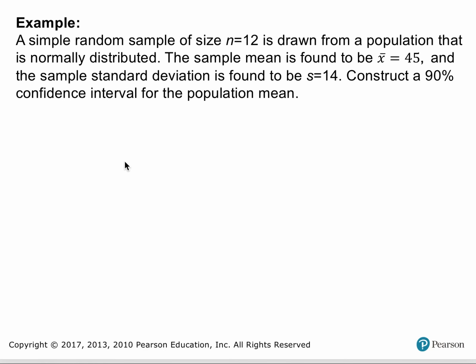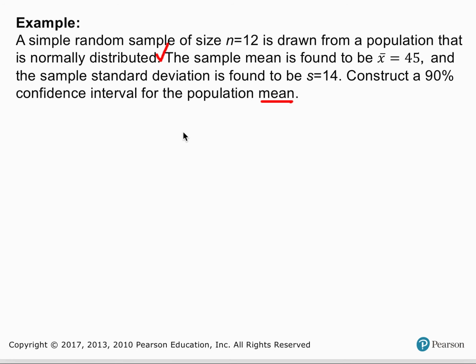A simple random sample of size n equals 12 is drawn from a population that is normally distributed. This one tells us it's normally distributed, so I don't have to do any of my checking, right? Otherwise, this would be a huge issue, but it says it is normally distributed. So the sample mean is found to be 45 and the sample standard deviation is 14. So construct a 90% confidence interval for the population mean this time.